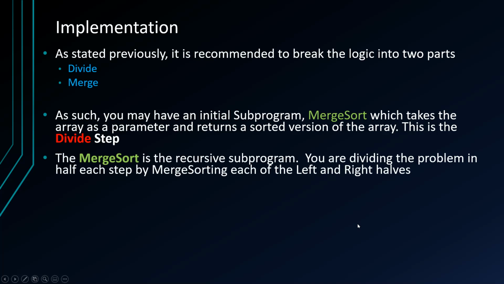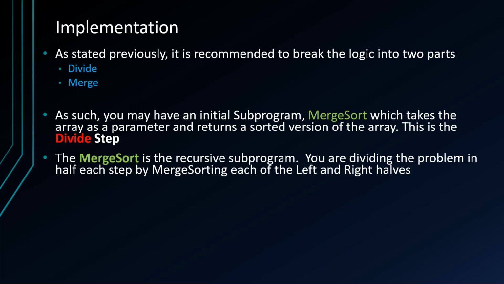My computer's not going here. There we go. So the merge sort is the recursive subprogram. So you're going to be calling that merge sort within merge sort. You're going to divide the problem into half each step by merge sorting each half. So you're going to merge sort the left half and merge sort the right half. There's your recursion. But where does the merge come in?